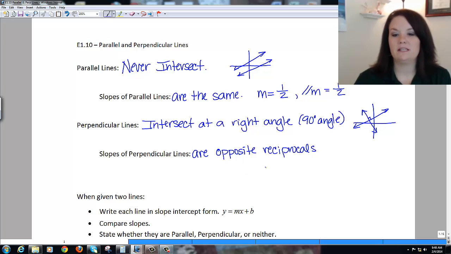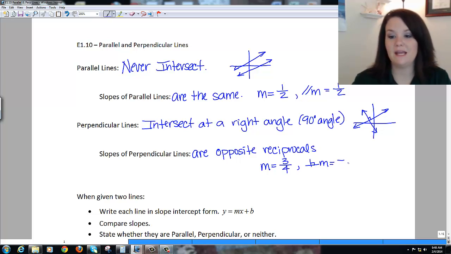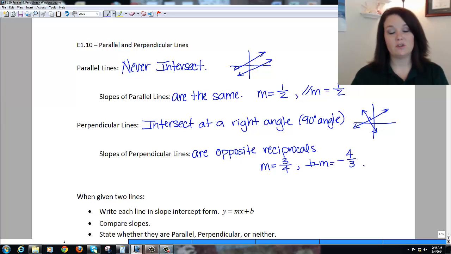So in other words, if the slope of my original line was, say, 3/4, then my perpendicular slope would be the opposite reciprocal of that. So opposite from positive 3/4 would become negative, and then I would flip it upside down. So it would be negative 4/3. Okay, so if they're parallel, the slopes are the same. If it's perpendicular, the slopes are opposite reciprocals of one another.